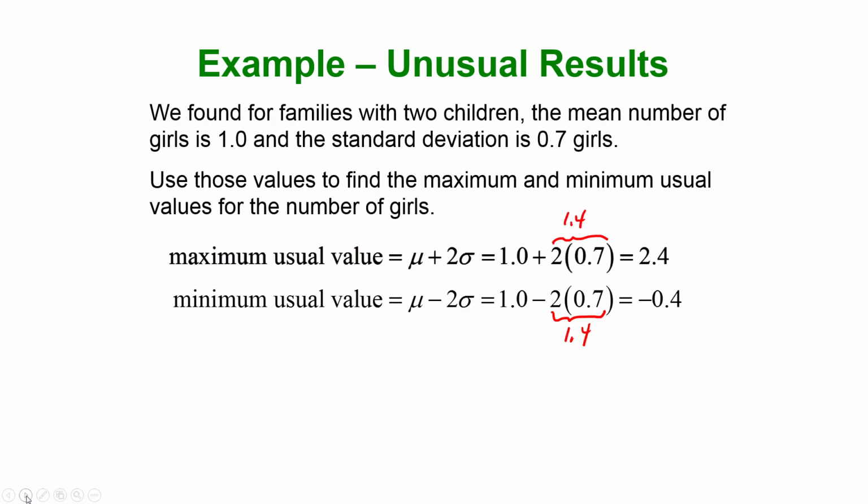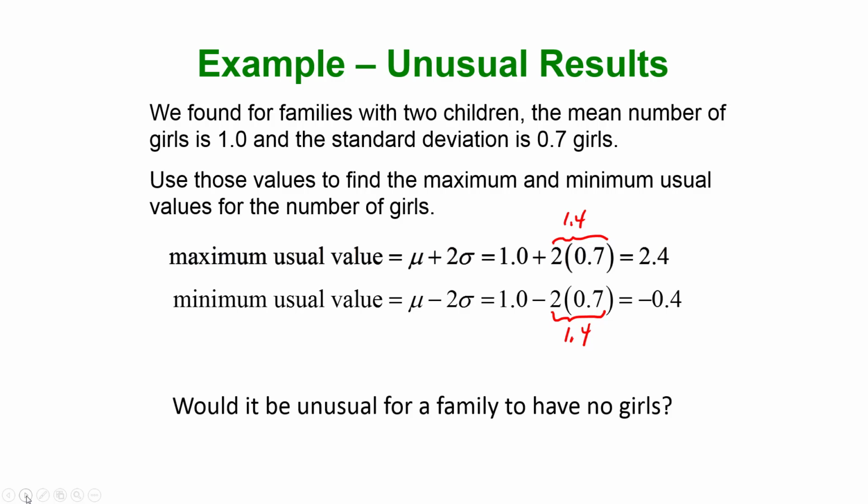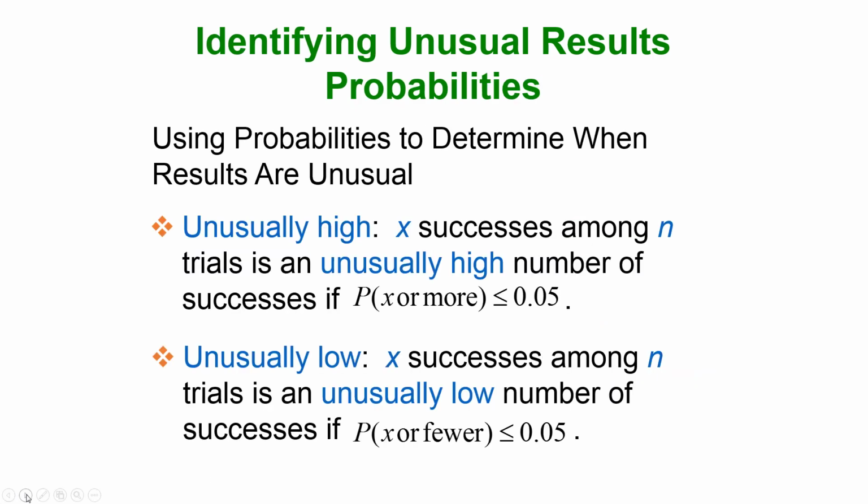Okay, would it be unusual though for a family to have no girls? How do we figure that out? The answer is no. How did I come to that conclusion though? Because it can go as low as negative 0.4. So what does no girls mean? 0 girls. So what are we really asking? Is 0 between negative 0.4 and 2.4? Yes. So it is not at all unusual for a family to have no girls. Okay, so that was a way of using standard deviations to determine if outcomes are unusual.